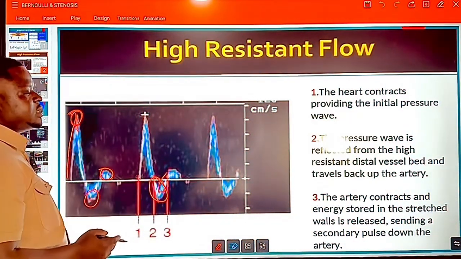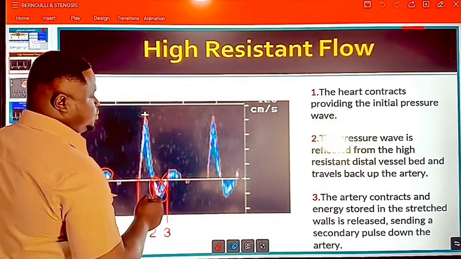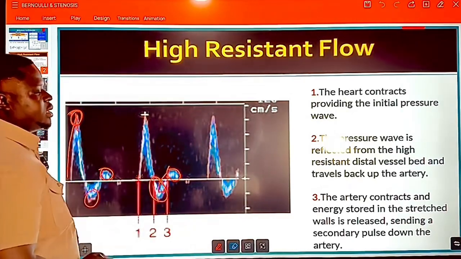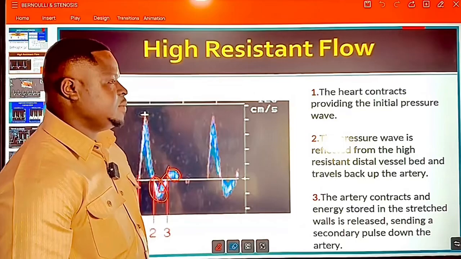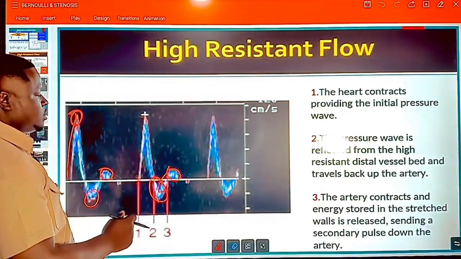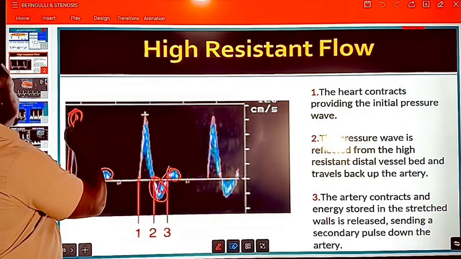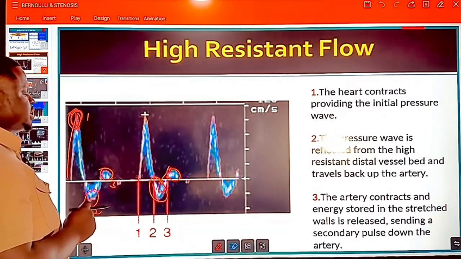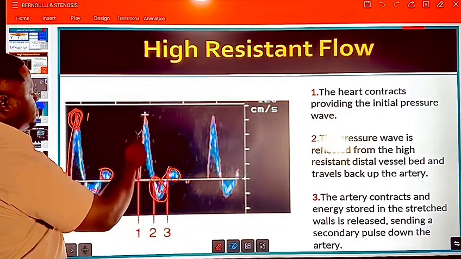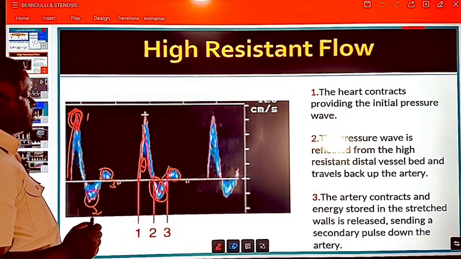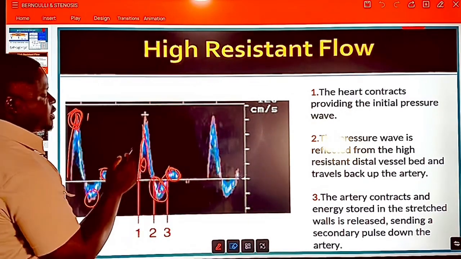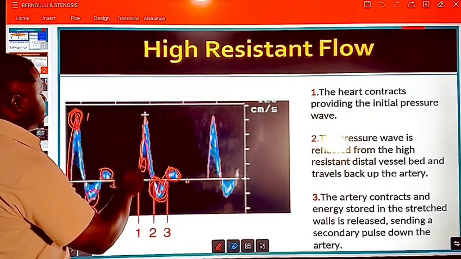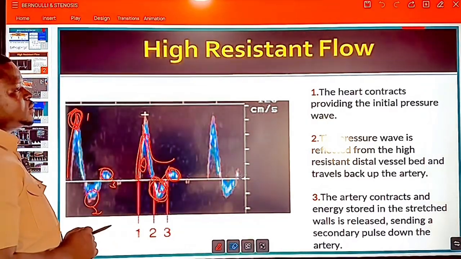And then the third one is what? When the artery contracts, energy is stored in the vessel wall. Okay. So that is that. It is triphasic: 1, 2, and then 3. But as the disease progresses, this is our spectral window here, we lose this one, then the second one, and then we have a monophasic flow. Okay.